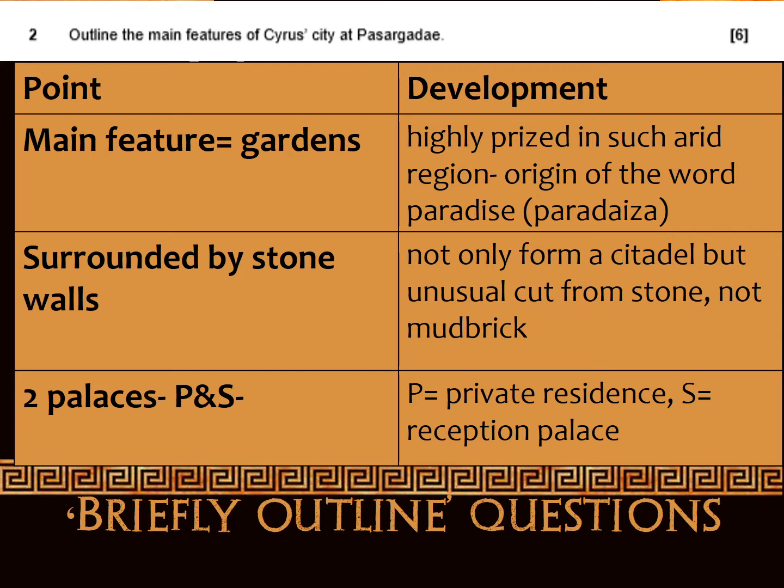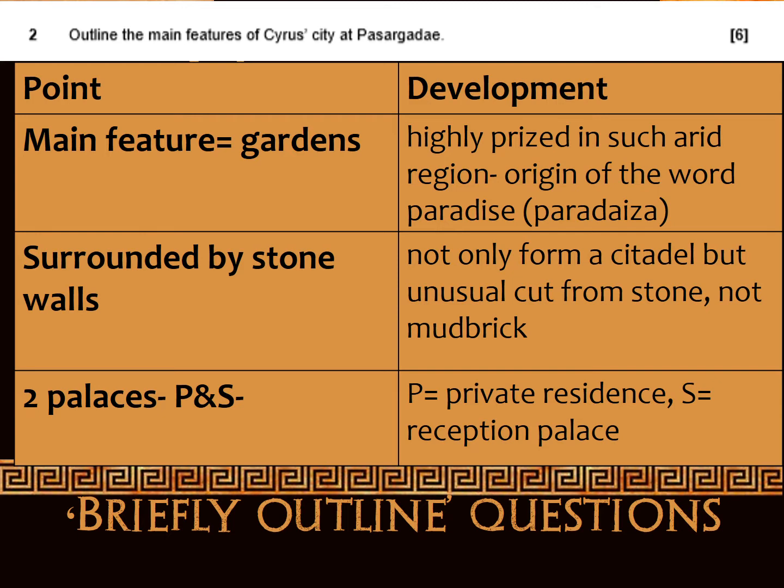The third point I'd make in outlining the main features is that Pasargadae has 2 palaces, which archaeologists call Palace P and Palace S. The development would simply be that Palace P is Cyrus's private residence, and Palace S was often where he would meet guests. That's where he was doing his official business. So those are the 3 points with development that I came up with just off the top of my head.